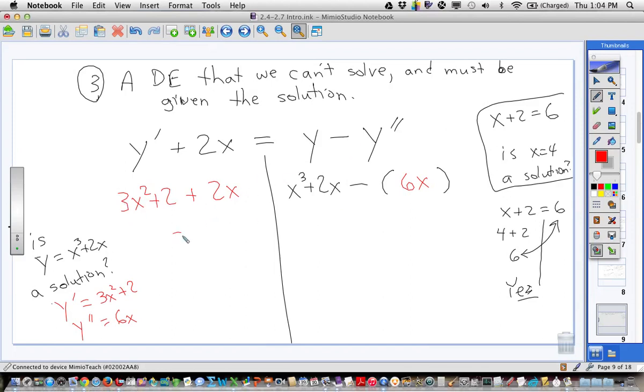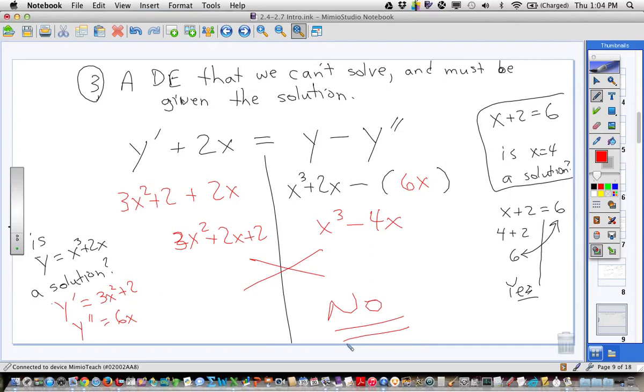So what do I get over here? Over here I get 3x squared plus 2x plus 2. There's nothing more I can do there. On this side I get x cubed minus 4x. Are those two sides equal? No. So the answer is no, it is not a solution. But I want to see that work somehow. Now, do you have to do a T-chart? No.